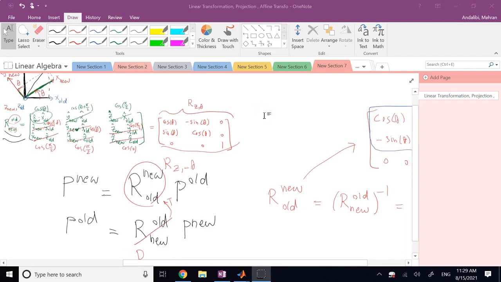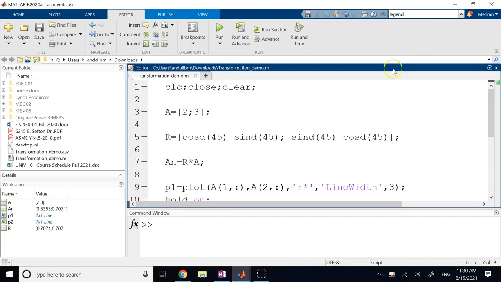Okay, so now I want to show you a simple MATLAB demo to understand this better. And what I have here is a rotation z with angle 45 degrees. And I have a point 2 and 3. I want to show you the demo.